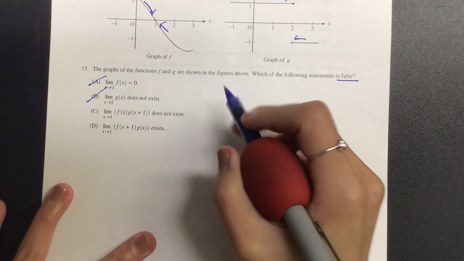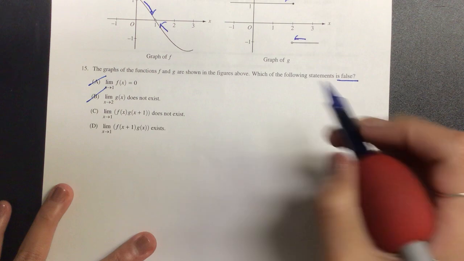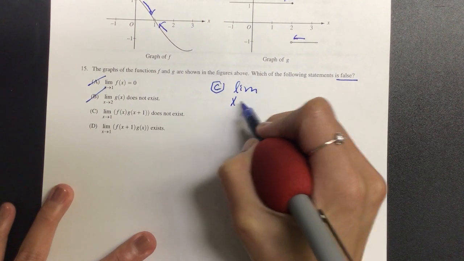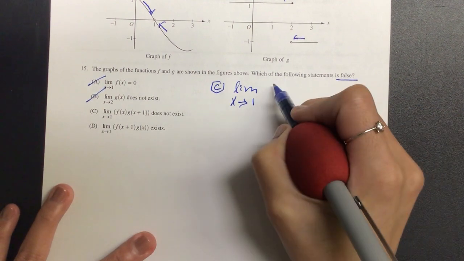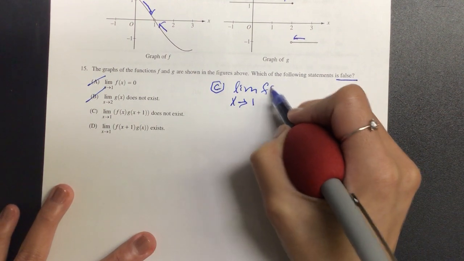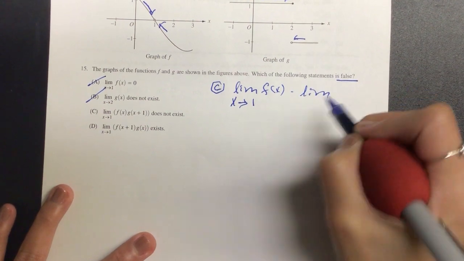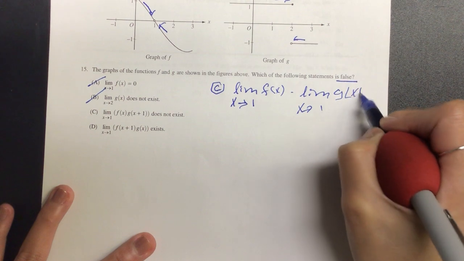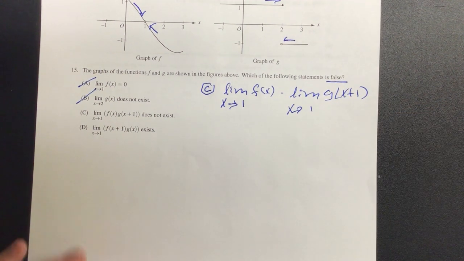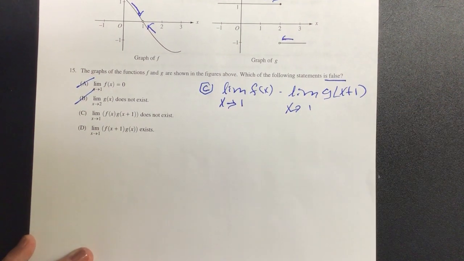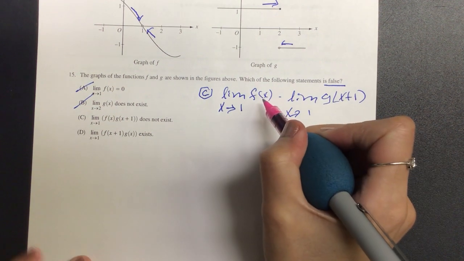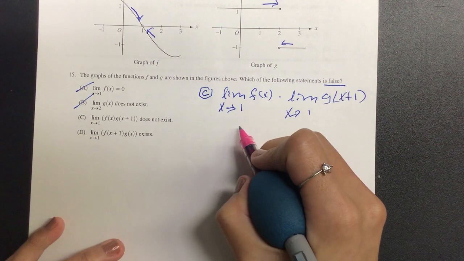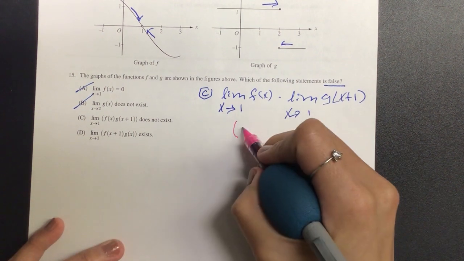So I'm going to look at C. Let's start by rewriting the C part out. Limit as x approaches 1, and I'm going to separate the limit of f of x times the limit as we approach 1 of g of x plus 1. Now, this first part we're familiar with. So let's look at our graph. As we get to 1 on the left, what number are we approaching? 0. 0, very good. It is going to 1 on the x, right?